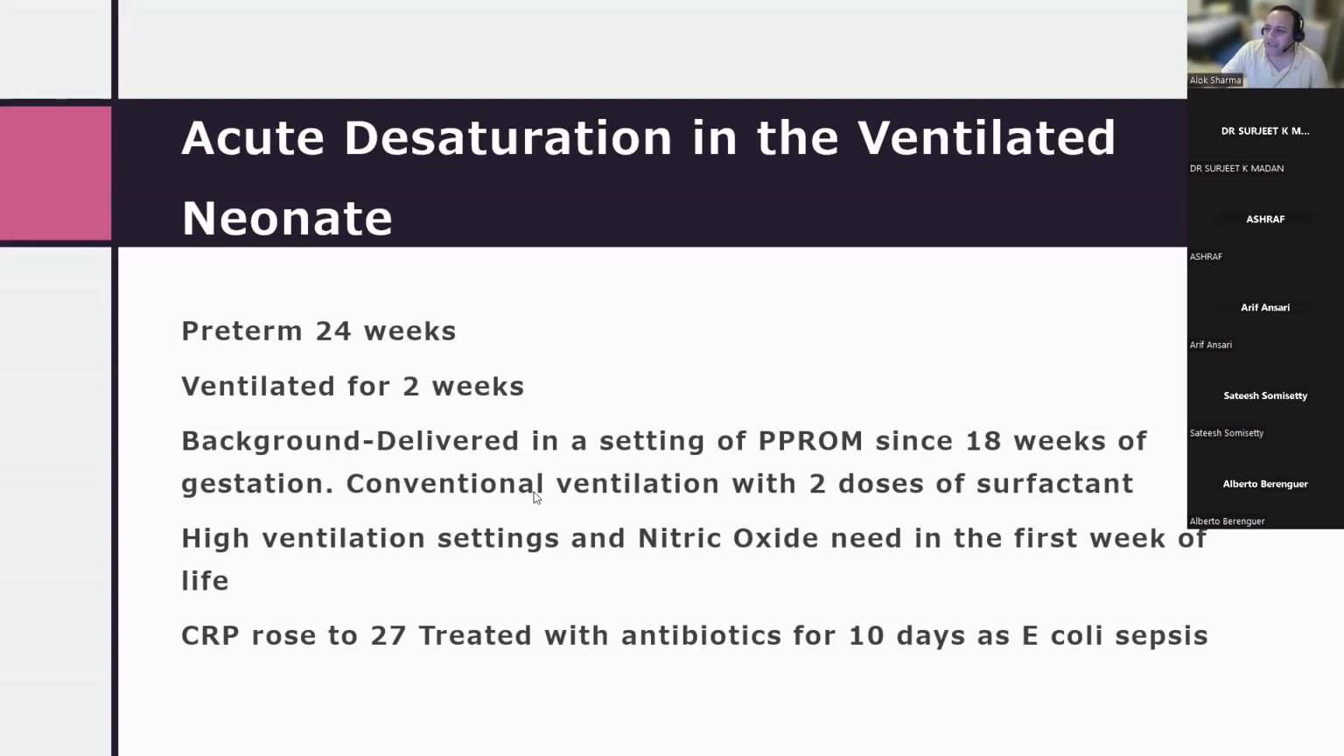Over time, these settings gradually increased to the point where in the first week of life, he became very sick. We needed to go back up on the ventilation, day 5, 6, to the point where we couldn't saturate him at all. We did an echo, which showed demonstrable pulmonary hypertension. So we decided to put him on some nitric oxide for a duration to see the response. He was a responder. What was interesting is during this period, day 4, 5, his CRP went up to 27. And when we cultured him, we grew E. coli. So we've completed 10 days of antibiotics.